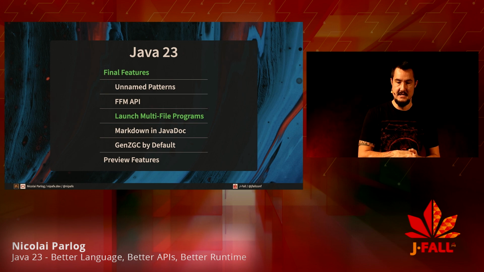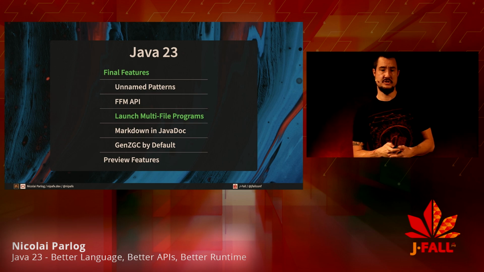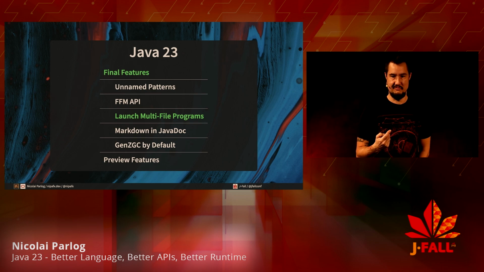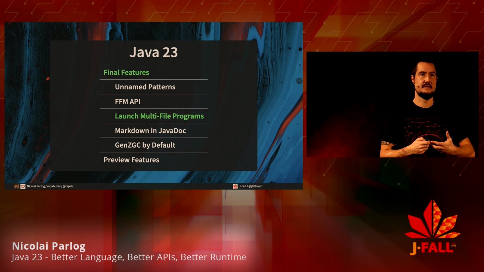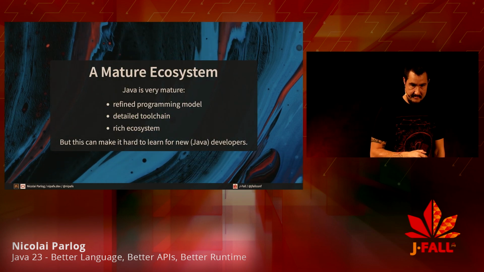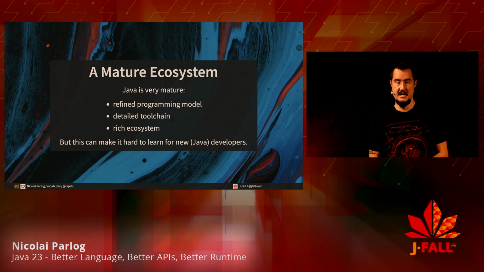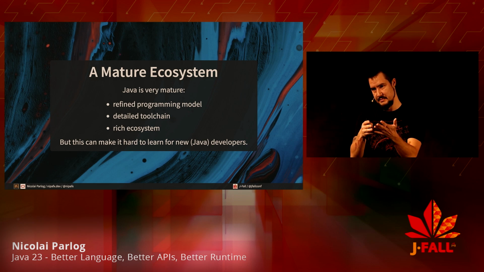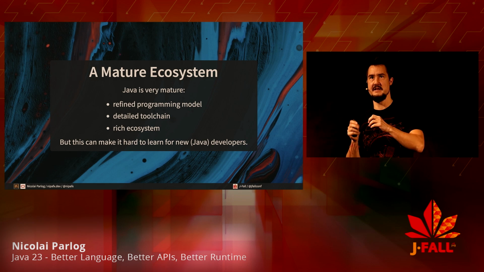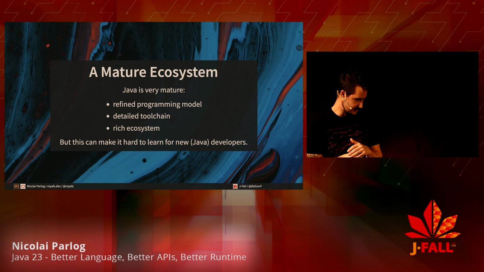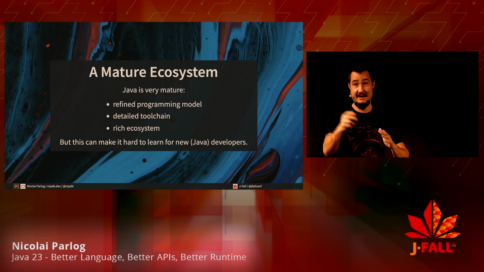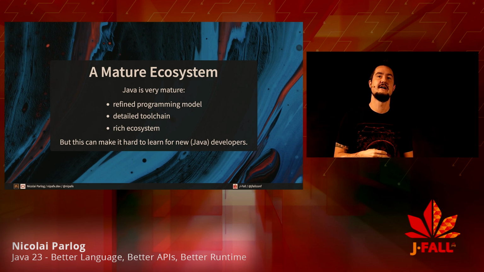OK, let's talk about launching multi-source file programs. But I want to put this into a larger change that is happening within Java. So Java and the ecosystem is very mature. We have a very refined programming model, like visibility and synchronized, and, I forgot, there's another modifier that you can use on a volatile, for example, stuff like that, right?